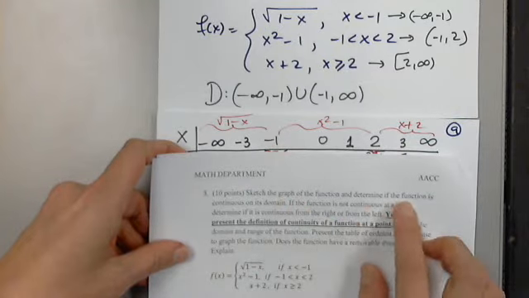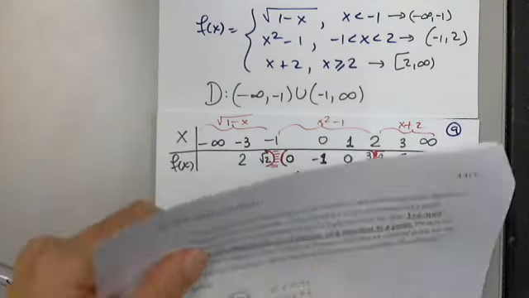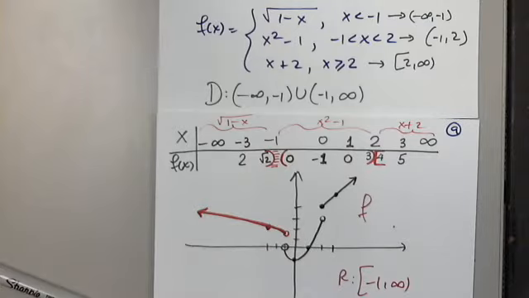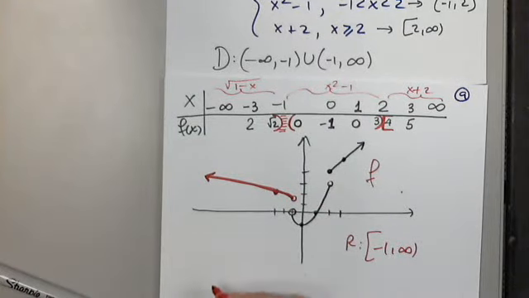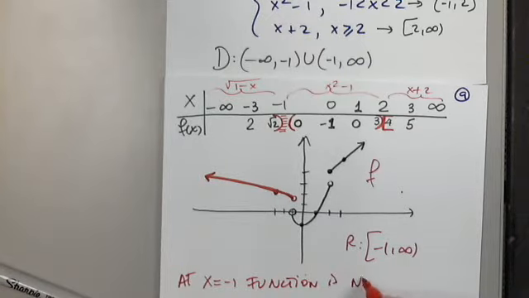Sketch the graph and determine if the function is continuous on its domain. Is this function continuous on its domain? No. So the domain does not include -1. I shouldn't even mention -1, but I will say it again. At x equals -1, the function is not continuous since it is not defined.